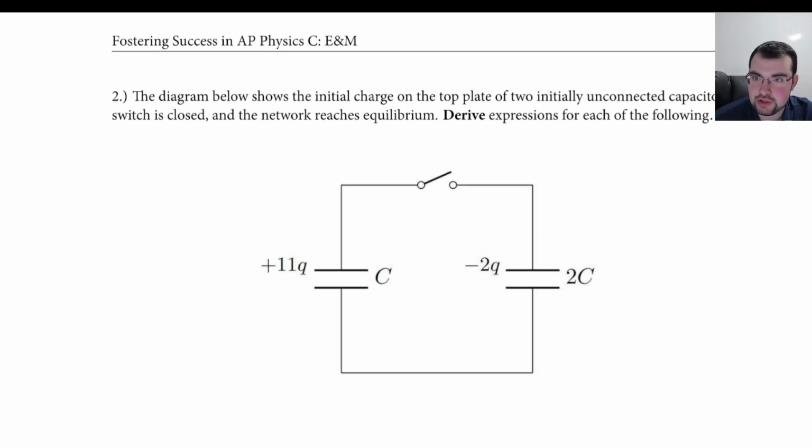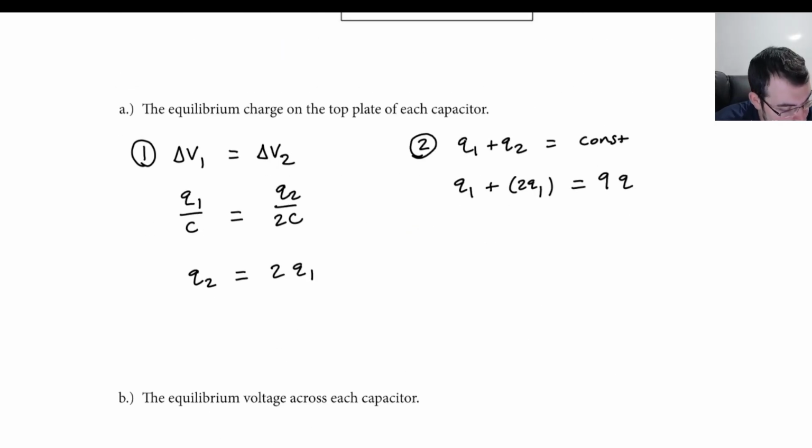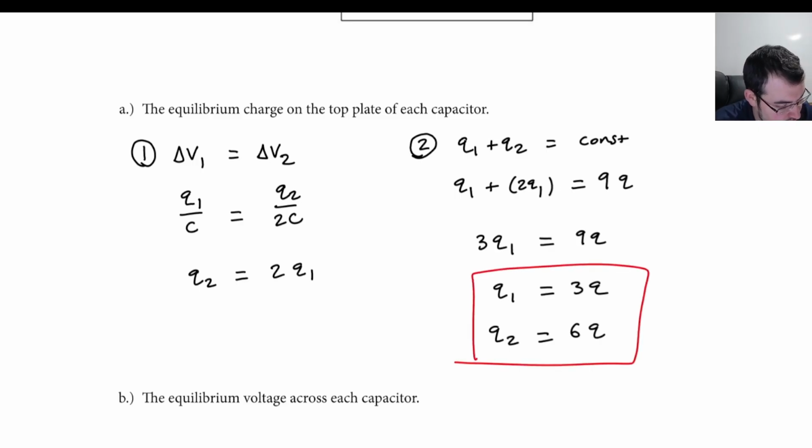Because again, these charges are going to neutralize slightly. This charge has two signs. It's positive or negative. We're actually connecting positive to negative. So the 11 and 2 shouldn't add, they should subtract. Now, if I made this a plus 2Q and connected the positive plates, then you would get 13. So we get 3 times Q1 is equal to 9Q. So Q1 is equal to 3Q, and Q2 is exactly double that, which is 6Q.